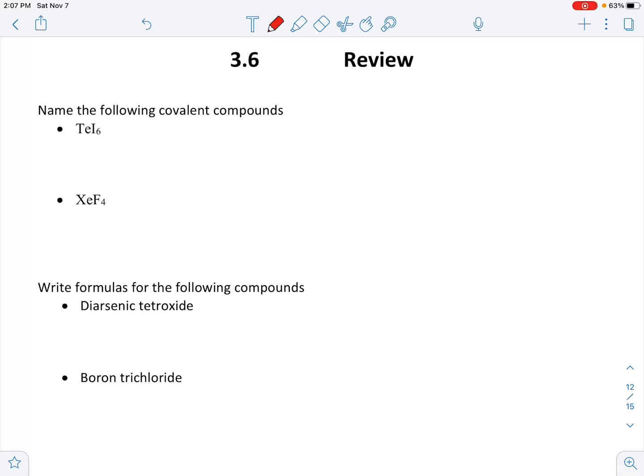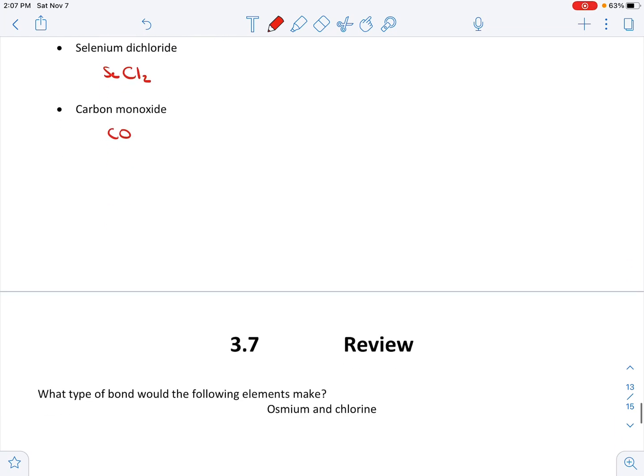All right, so this is our last video of the unit 3.7. We first have to start with a review of 3.6. Remember, 3.6 was covalent compounds. So go ahead and hit pause here and name the following, the top ones, and then write formulas for the bottom ones. And I'll see you at our last page of notes.